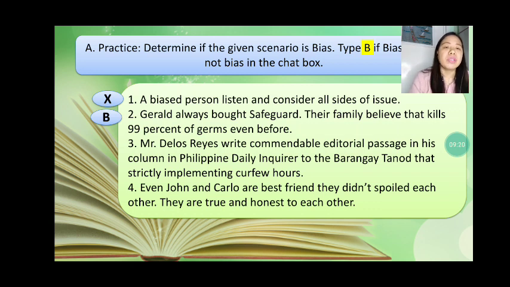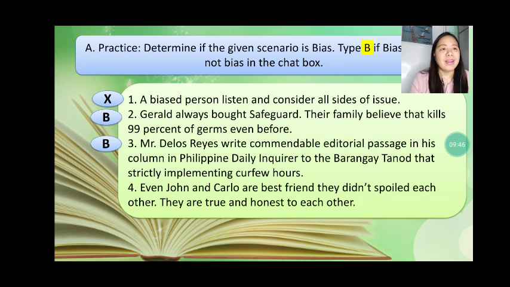Number 3, Mr. De Los Reyes' commendable editorial passage in his column in Philippine Daily Inquirer about the barangay tanod strictly implementing curfew hours. So, meaning to say, a writer, De Los Reyes, made a commendable article regarding the barangay tanod and what they do on the curfew days or curfew hours. Is that being biased? Is the writer in here biased or not? If your answer is biased, then that's correct.